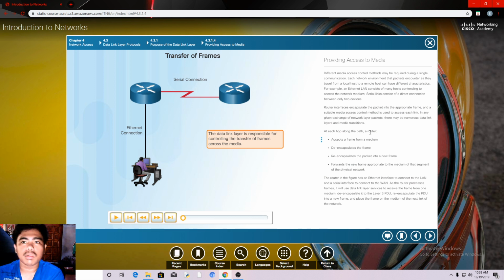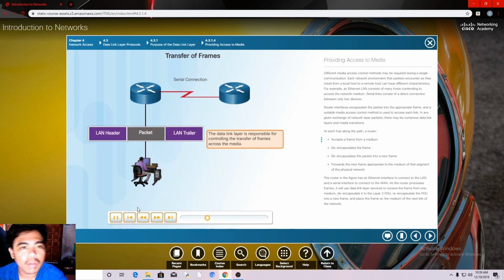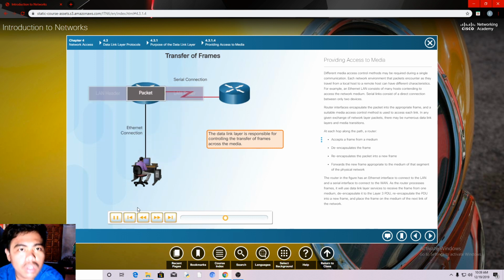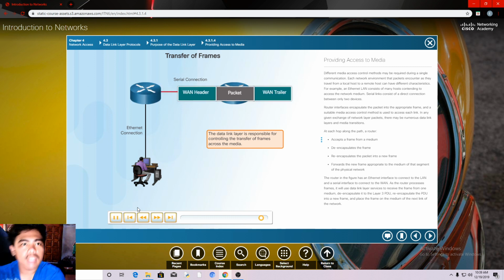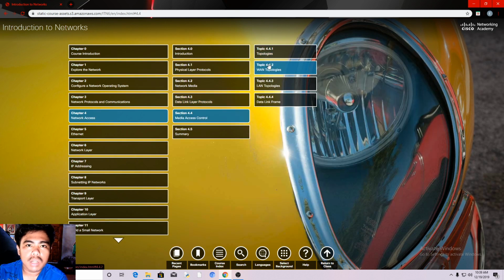Each network environment that packets encounter as they traverse from one device to another is different. So let's play this in order to understand more. We have the LAN header, the packet is transferred into the router to be transferred onward, then through a serial connection the packet will be sent. The data link layer is responsible for controlling the transfer across the media. So let's go with the media access control.